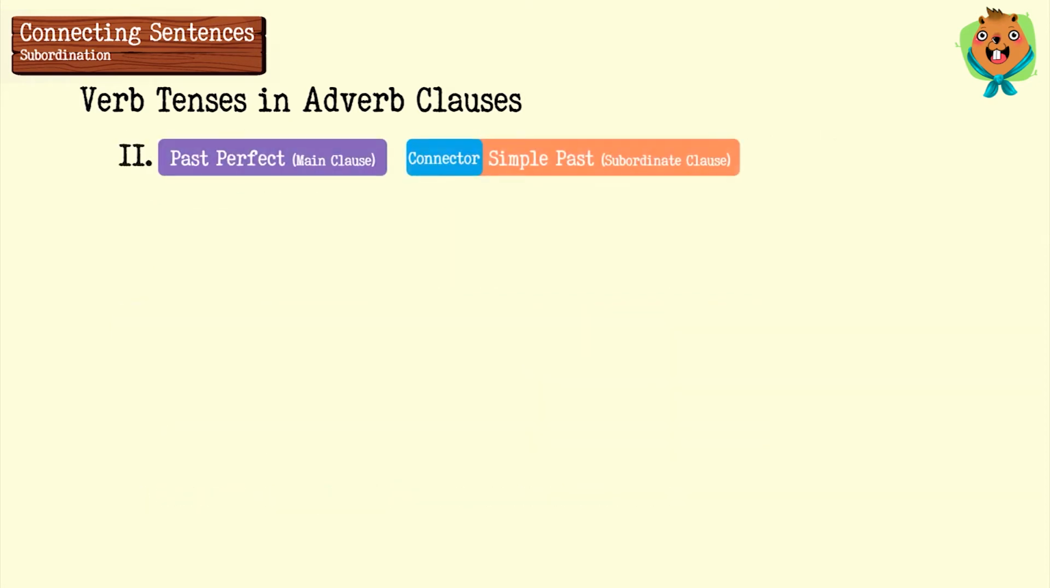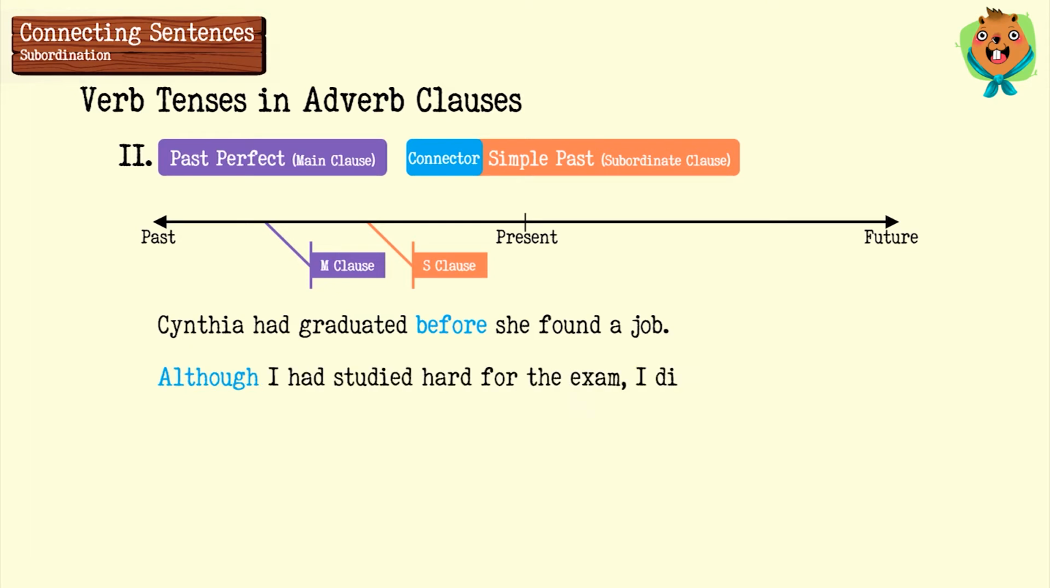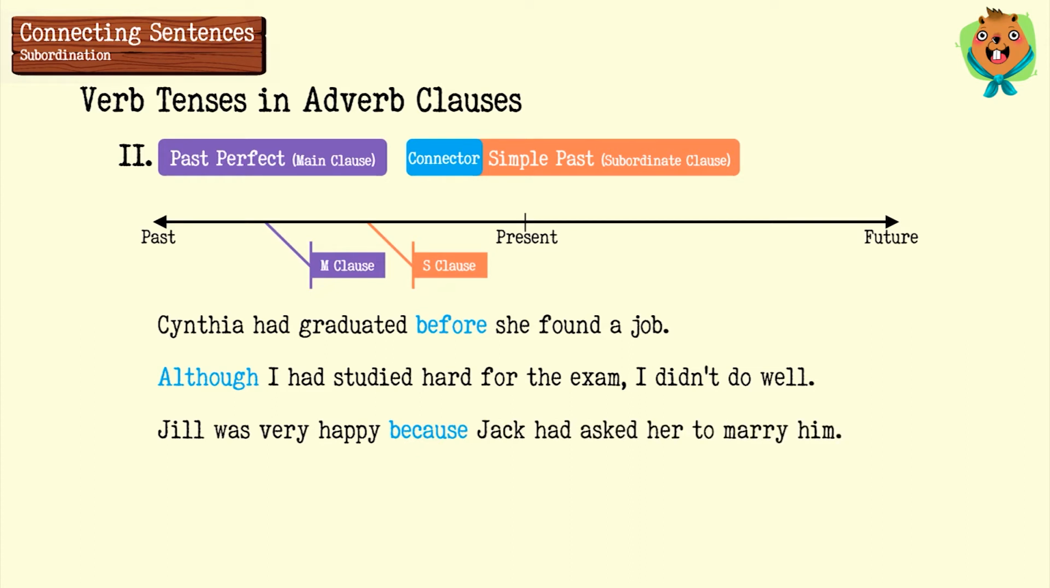Pattern 2. In this pattern, we have a past perfect in the main clause and a simple past in the adverb clause. In this pattern, the action or event in the main clause is completed before the one in the adverb clause. For example, Cynthia had graduated before she found a job. Although I had studied hard for the exam, I didn't do well. Jill was very happy because Jack had asked her to marry him.